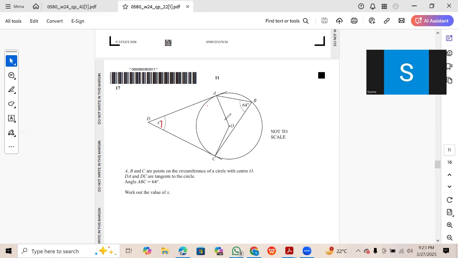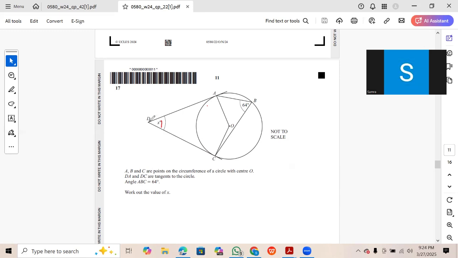Only one angle is given, which is 64 degrees. So how will we find this x? I'm not sure. You're not sure. Okay. So also here, if we consider this portion, this is a quadrilateral, I think.